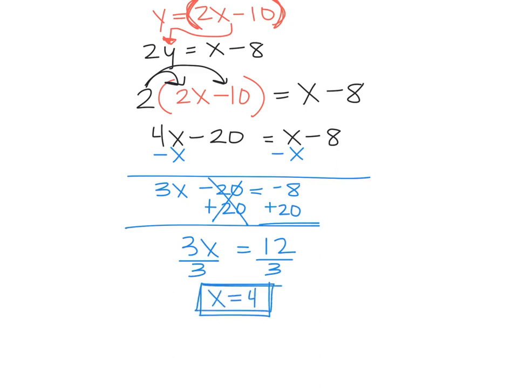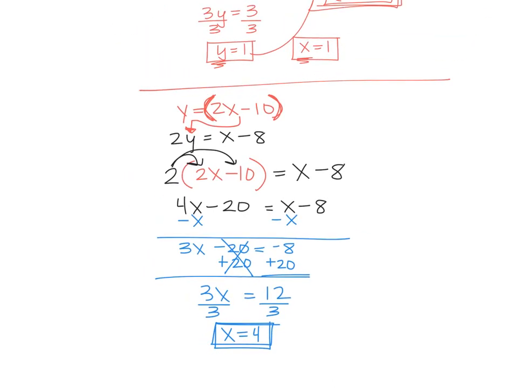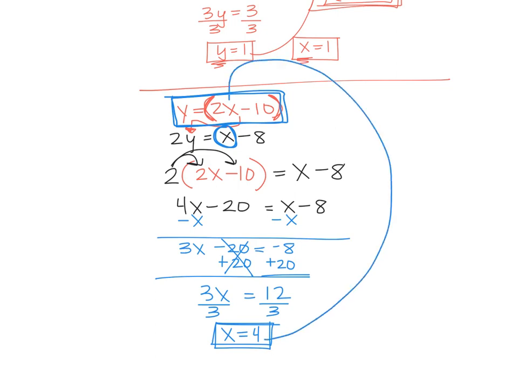Once you know what x is, you got to come back up here and ask yourself, where do you want to plug that in? You can plug it in here, but I think it's easiest if you plug it in where it's been isolated. So I'm going to plug this x right here. So it's going to be y equals 2, parentheses, 4 minus 10.